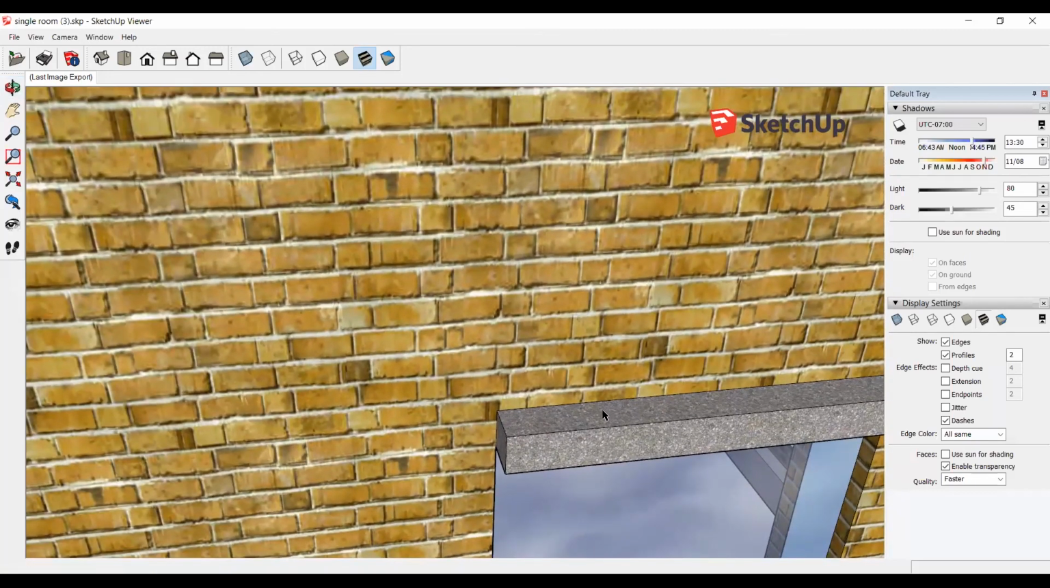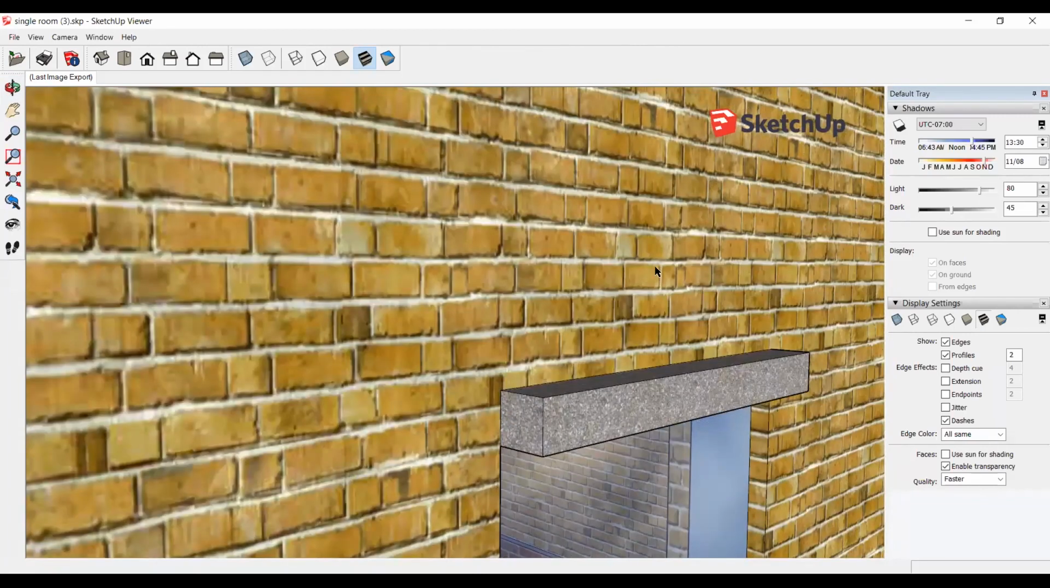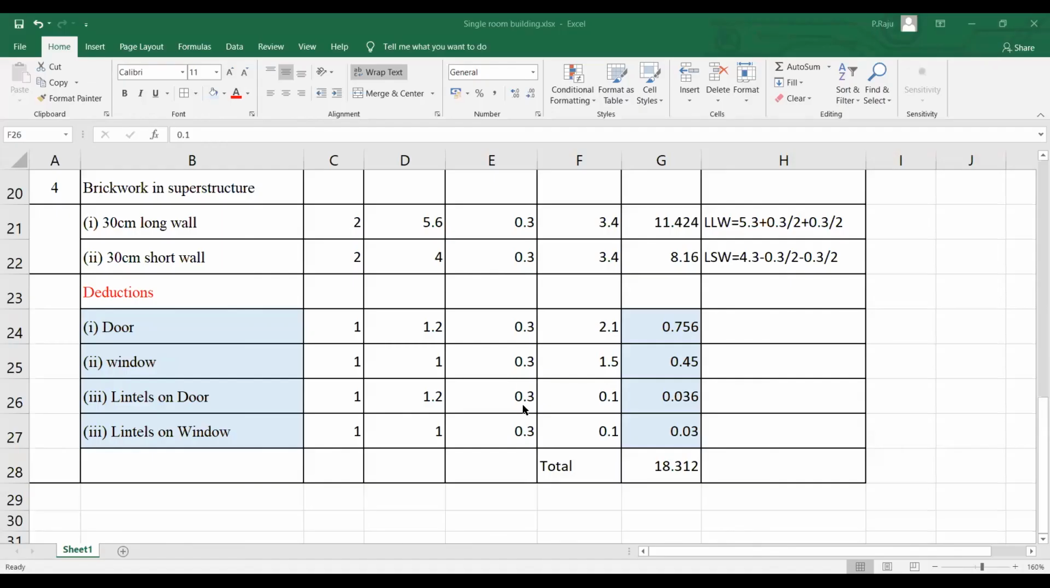But when you are calculating the quantity of lintel, then we need to include it. But when you are deducting from brickwork in superstructure, this projection need not be taken into consideration. Very good. So it is the same, 0.3 by 0.3. That projection need not be taken. But when you are taking the lintels alone, lintels of the door and window alone, then we need to consider 0.4 by 0.4 because that is the quantity. Here we are deducting this and hence 0.3 by 0.3.